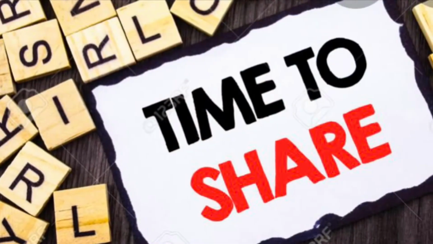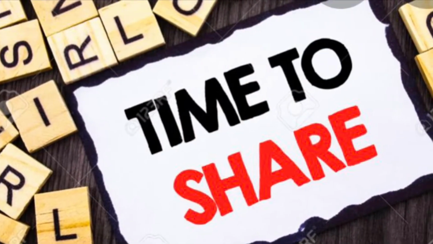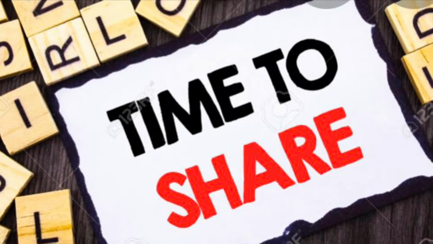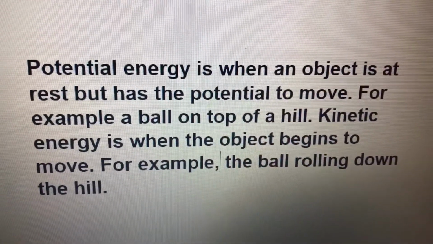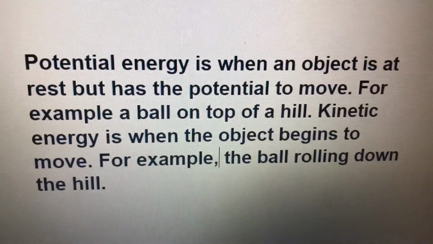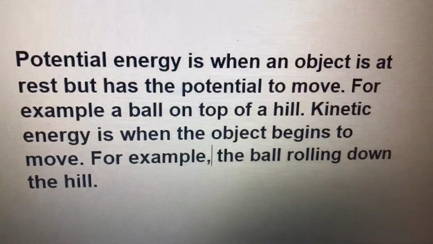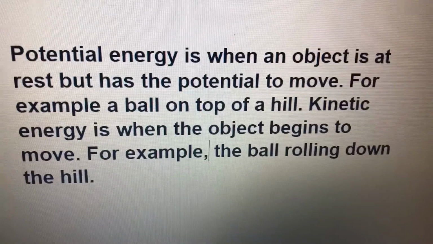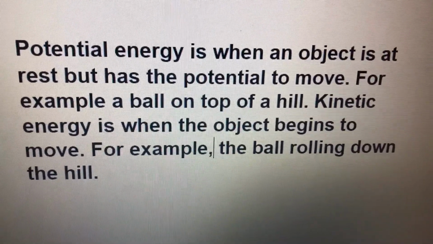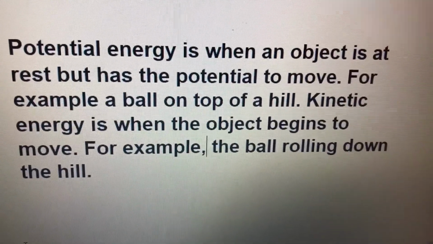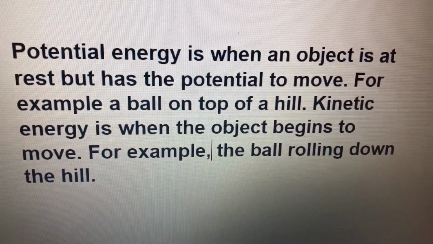And so now let's share. What is the relationship between potential and kinetic energy? Time to share. You might have written something like this. Potential energy is when an object is at rest but has the potential to move. For example, a ball on top of a hill. Kinetic energy is when the object begins to move. For example, the ball rolling down the hill.